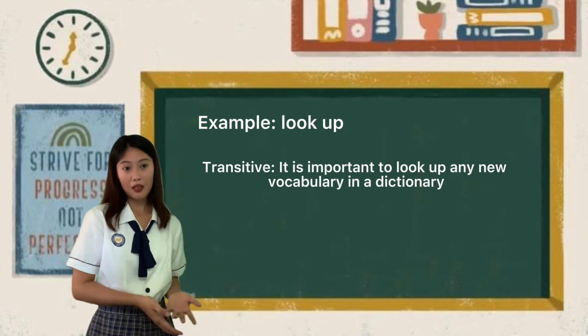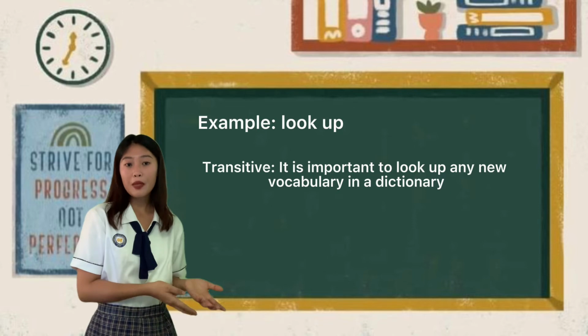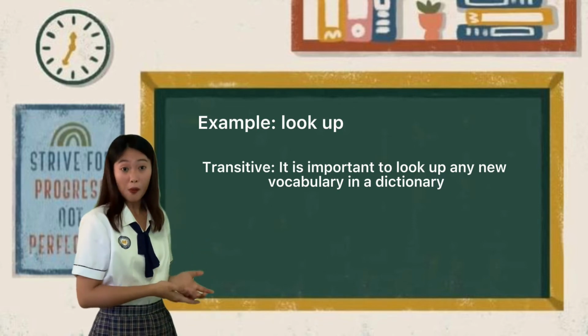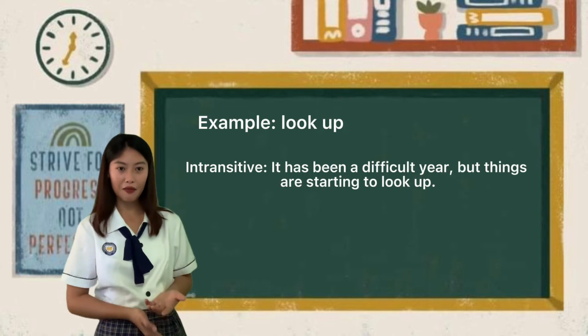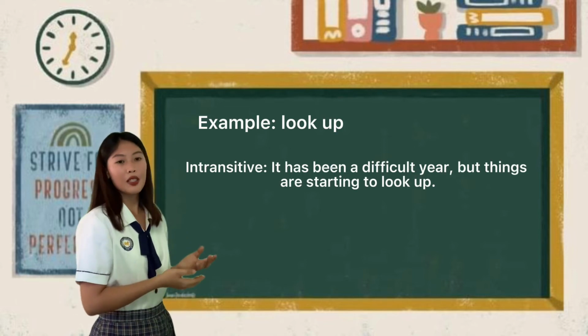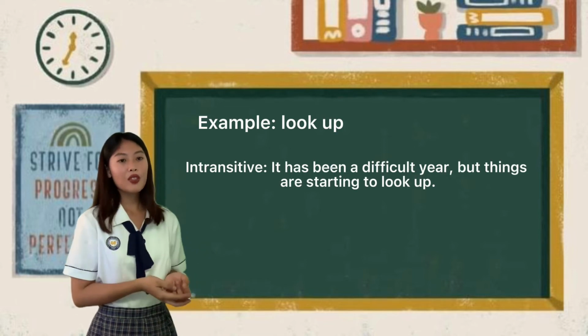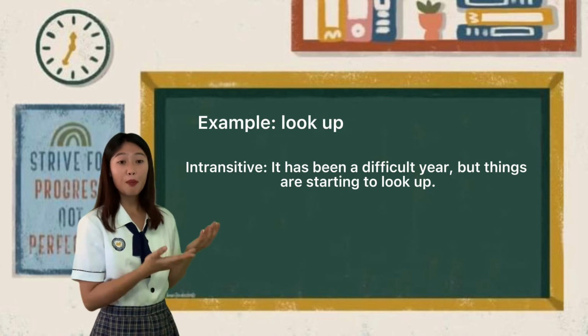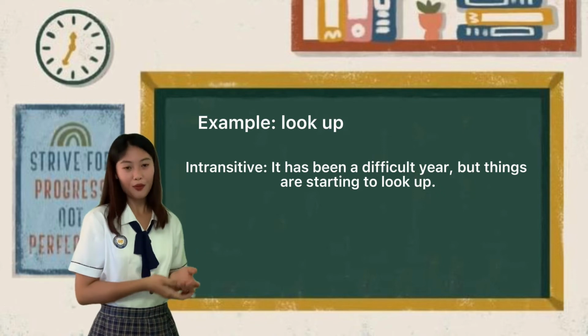So what does it mean? Here, look up means to search for something. So we have another example of look up, but with the use of intransitive phrasal verbs. It has been a difficult year, but things are starting to look up. Here, look up means to get better or improve.